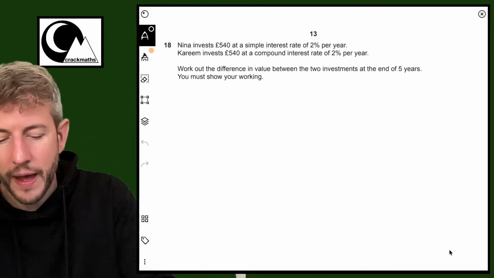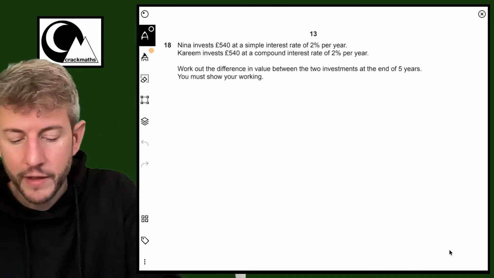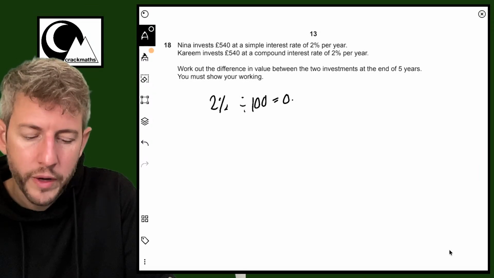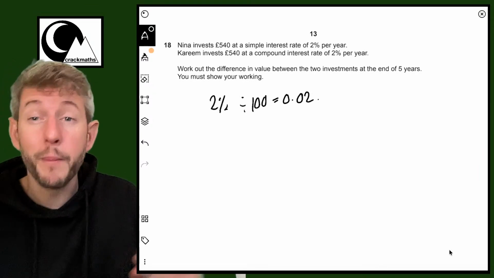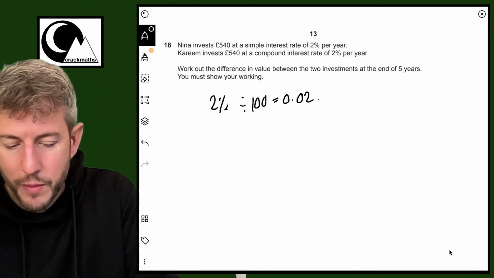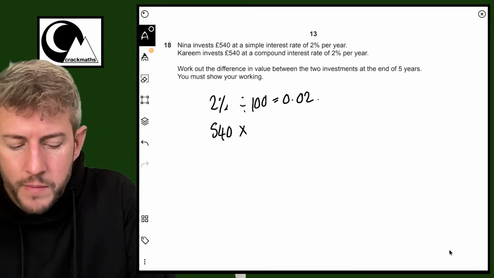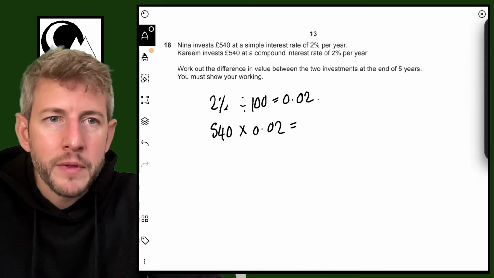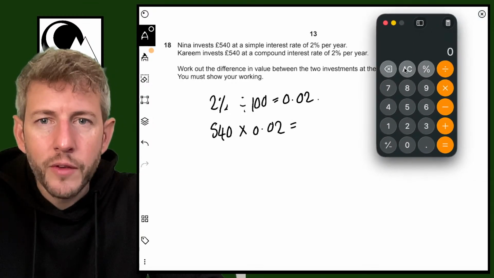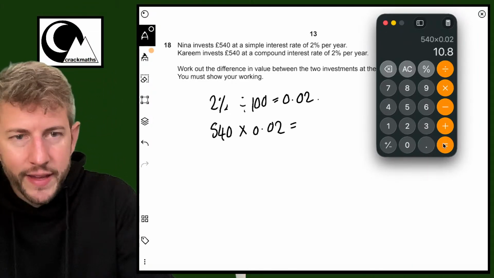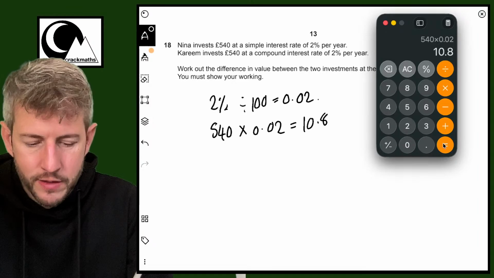So let's first of all do that. If we want to find 2% of something, we do 2% divided by 100 equals 0.02, and then anything we multiply by 0.02 will give us 2% of that. So we've got 540 times 0.02, and we can do that on the calculator. So 540 times 0.02 equals 10.8. There we go, 10.8.